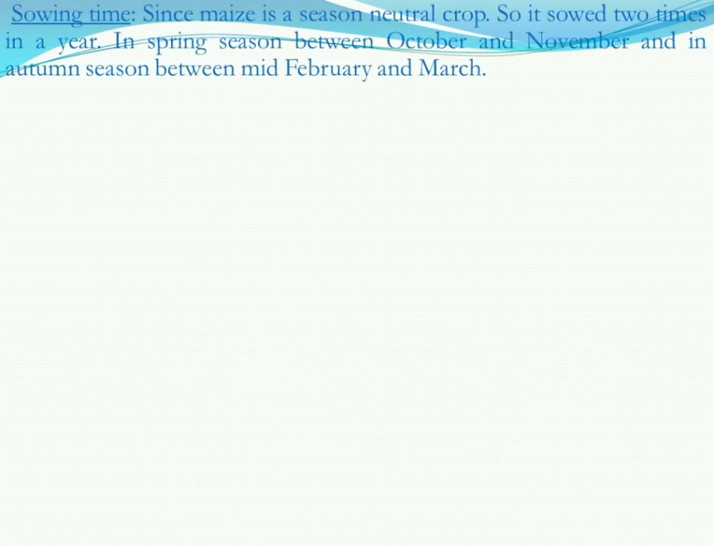Now let us see more about maize cultivation. We need the suitable sowing time. That means when we can sow seeds for plants. Actually, maize is a season neutral crop, so it is sowed two times in a year, like for Kharif season and Rabi season. For the spring season, between October to November, we have to sow the seeds, and for the autumn season, that means to get the production in autumn, we have to sow the seeds between mid-February and March.